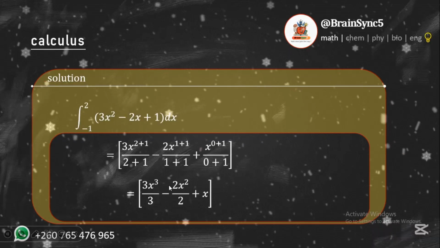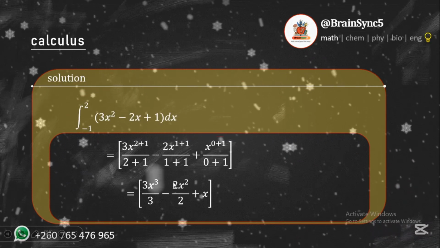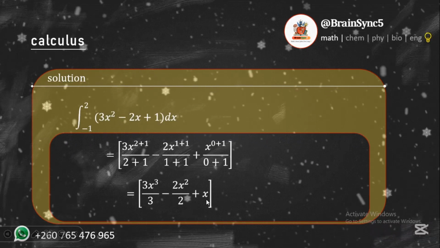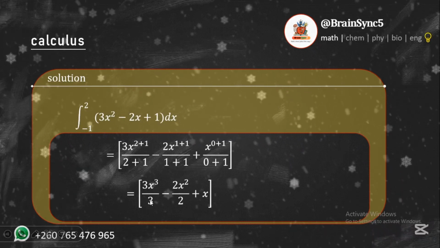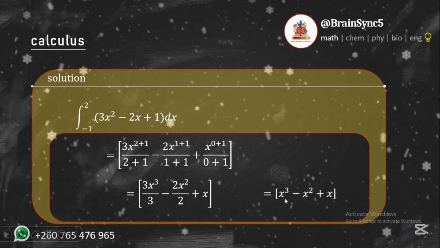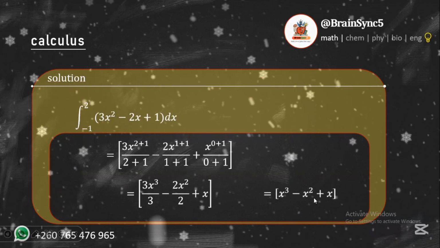So once we end up here, just divide. 2 plus 1, that is where I got this 3. 1 plus 1, this is where I got this 2. 0 plus 1, there is a 1 here. So 3 into 3, 2 into 2. You should end up with something like so here. So this is your integrated expression here.